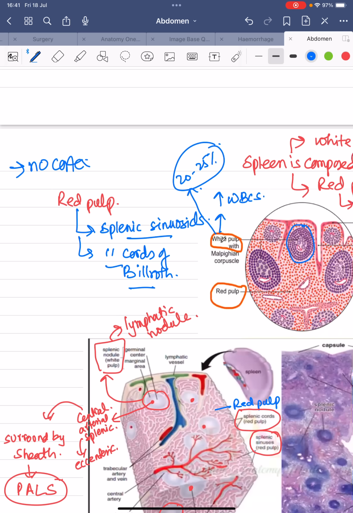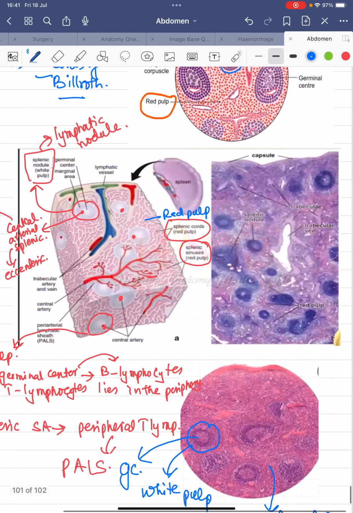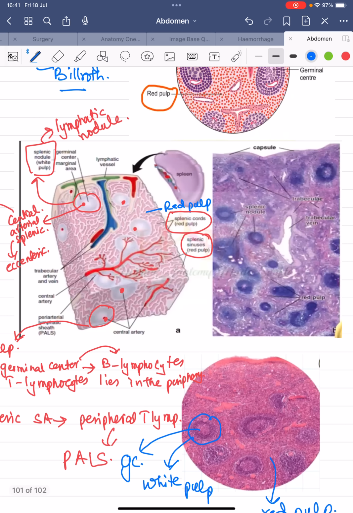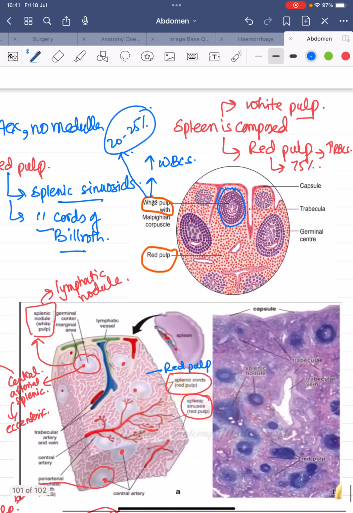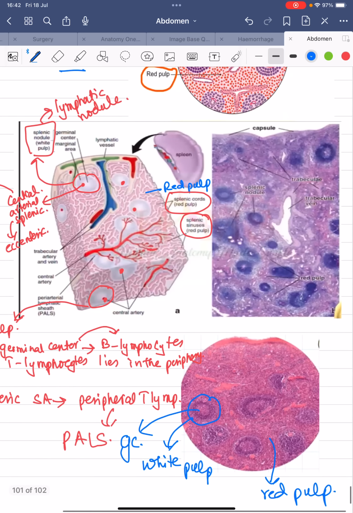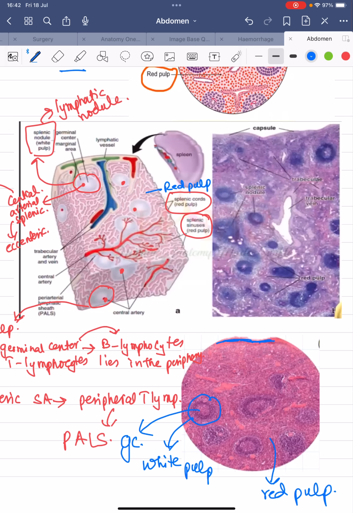So how can you distinguish here? There is no cortex and no medulla. Okay, and then it contains what? It contains red pulp, white pulp, and these trabeculae. See here, these are the trabeculae. Trabeculae are thick, and this is the capsule, dense collagen connective tissue or smooth muscle.